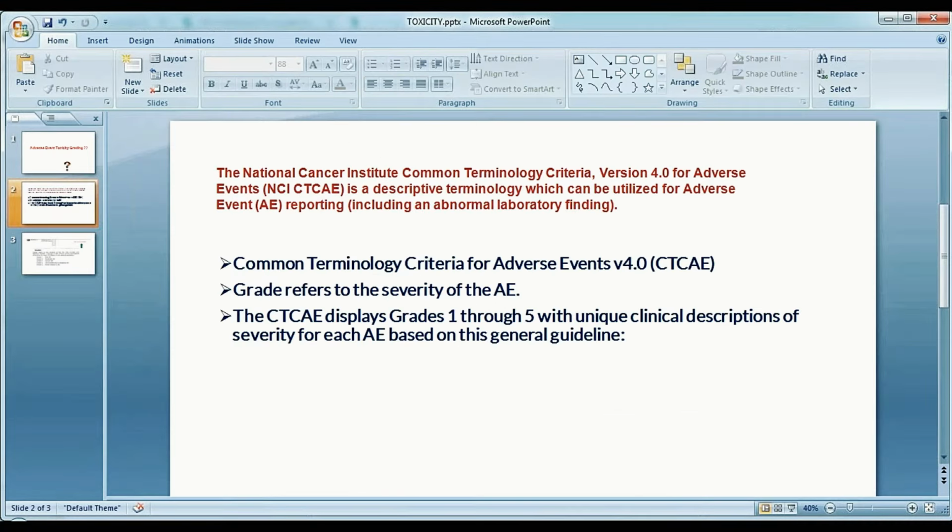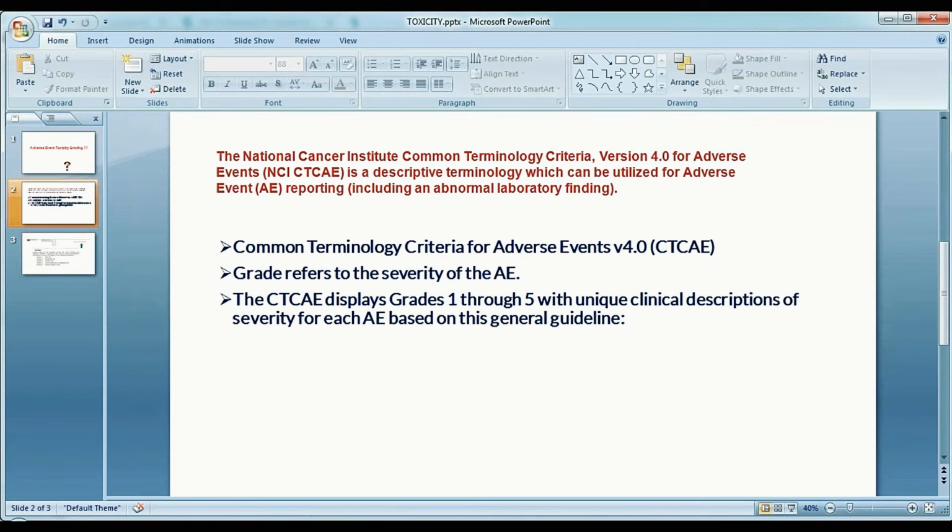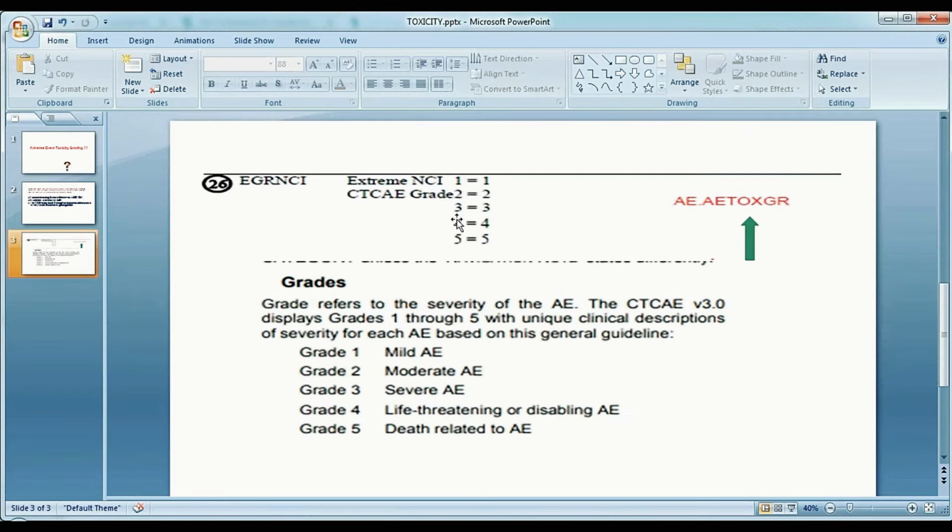Okay. We have mild, moderate, severe in the AE severity, but Common Terminology Criteria gives a category-wise grading. So we have 5 categories: mild, moderate, severe, life-threatening or disabling AE, and death-related. This information is mapped to the SDTM AETOXGR variable. So the AE severity variable is mapped to mild, moderate, severe.